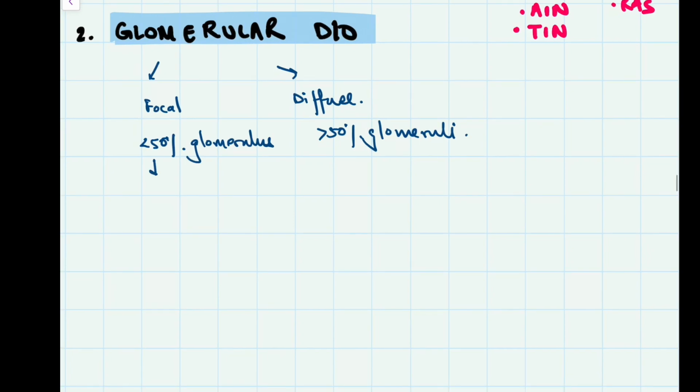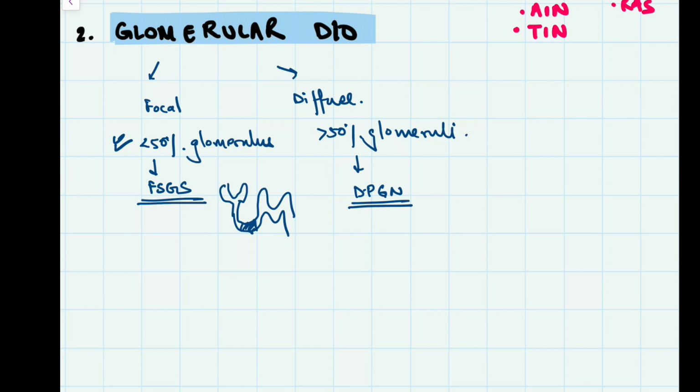Right. For example, in focal segmental glomerulosclerosis, there is involvement of only 50% of the glomeruli, and even in those, only a segment of the glomerulus is affected. So that is focal segmental glomerulosclerosis. While diffuse involvement, or involvement of more than 50%, would mean there is a diffuse proliferative glomerulonephritis.